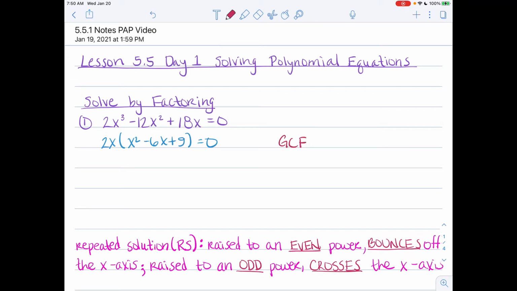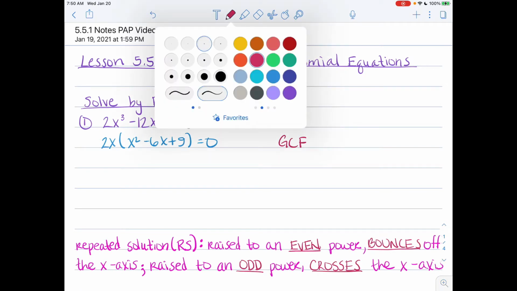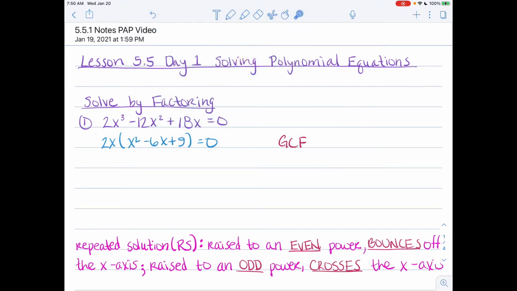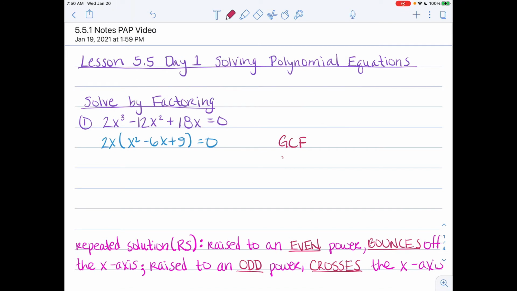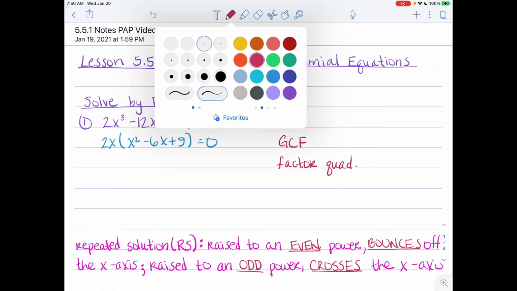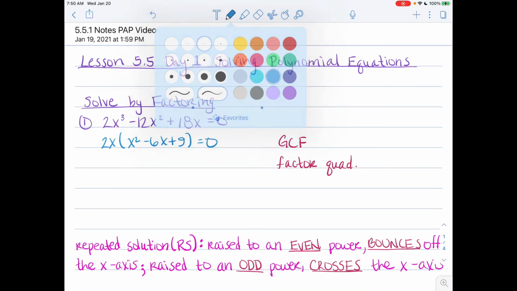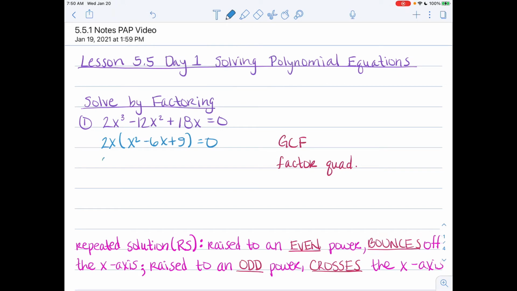We're going to continue factoring, and I notice that this has 3 terms left in the parentheses, so that means that I'm going to use not just quadratic form, but I'm actually going to factor a quadratic because that's what I have left. So we are going to factor a quadratic next. Remember that the 2x, we can't factor that anymore because it's a monomial factor, and that's one of the things that tells us that we can't do anymore.